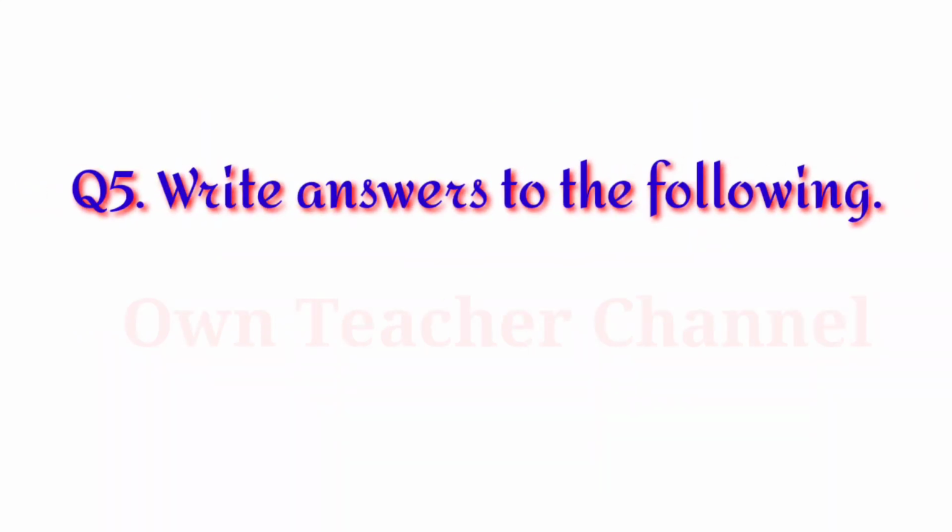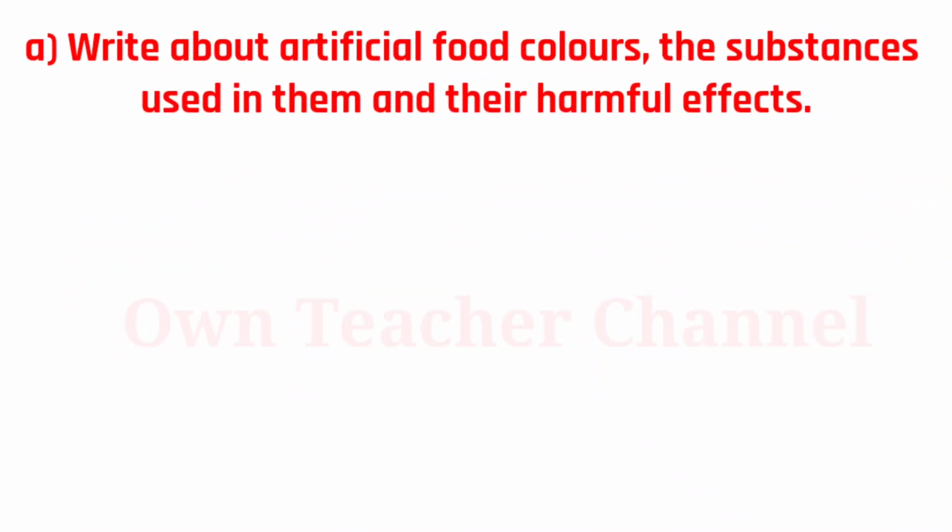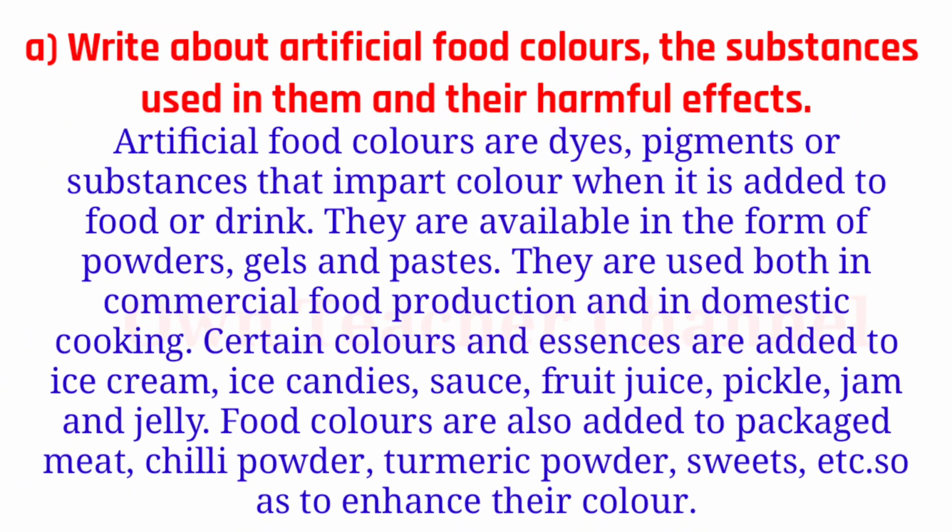Question 5. Write answers to the following. A. Write about artificial food colors, the substances used in them and their harmful effects. Artificial food colors are dyes, pigments or substances that impart color when added to food or drink. They are available in the form of powders, gels and pastes. They are used both in commercial food production and in domestic cooking.